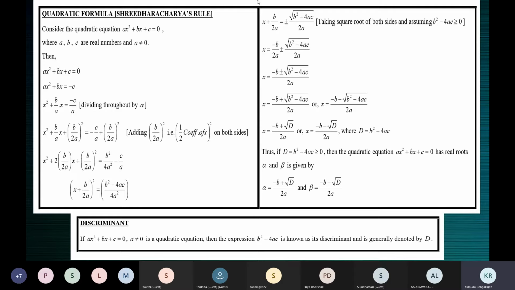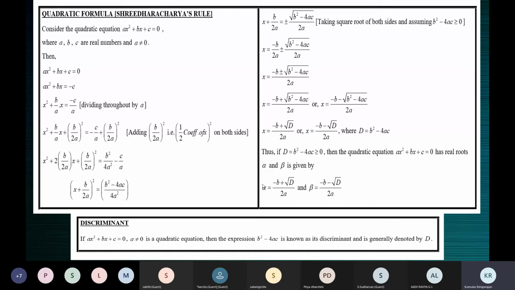But if b square minus 4ac is 0, it has real roots. The given quadratic equation has real roots. And if b square minus 4ac is positive, then also the given quadratic equation has real roots. All right, so that's what you see here.